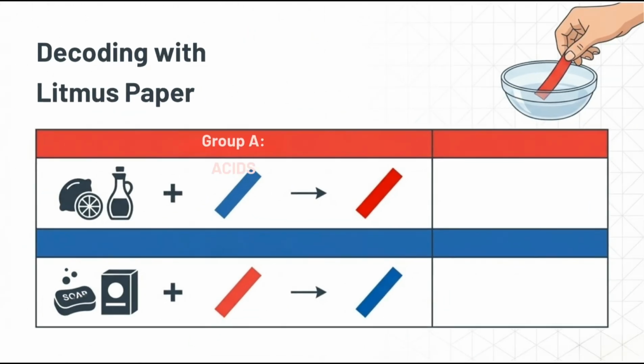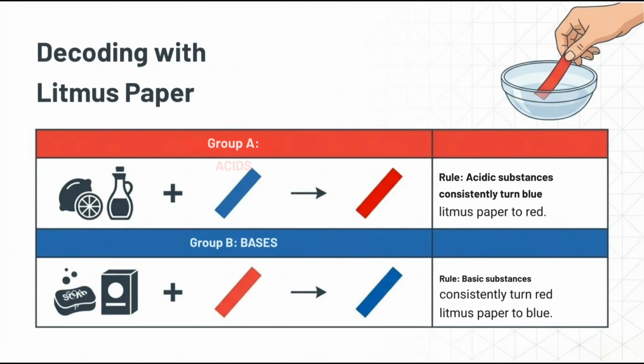Here is the litmus rule. Acidic substances, like lemon juice, turn blue litmus paper red. On the other hand, basic substances, like soap or baking soda, turn red litmus paper blue. It's a simple but powerful test to identify the chemicals in our kitchen and lab.